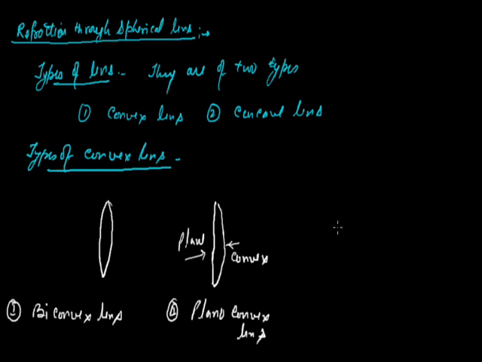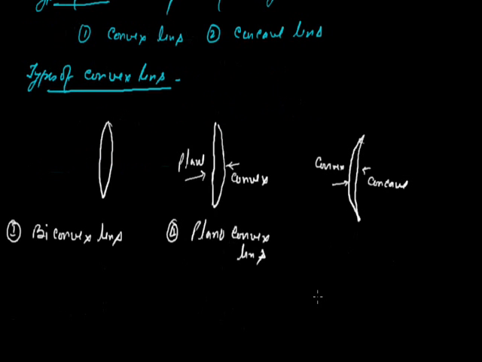And third is concavo-convex. This one is convex and this one is concave. One surface is convex and the other surface is concave. So third type is concavo-convex lens.